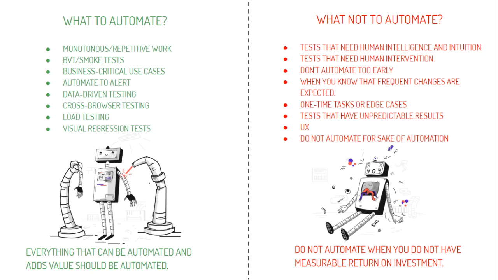Especially when automating UI, it's wise not to start too early, and especially when you know there are changes expected. Let's assume that my UI is going to change. We are going to move from Angular to React, right? So if I know that such changes are going to happen very quickly, then I will probably wait till the changes are done, especially when automating UI. And it's also not wise to automate one-time tasks, edge cases, tests with unpredictable results, because they are not worth the ROI.